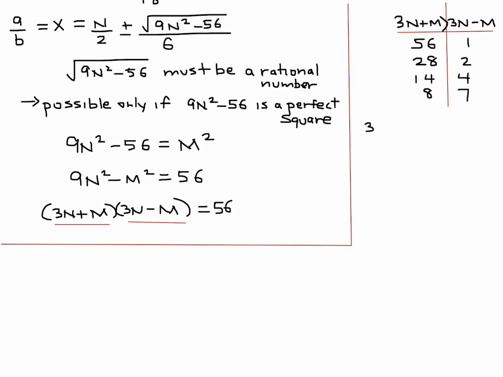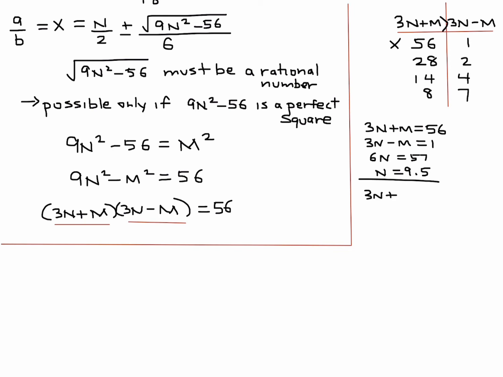So for the first one, 3n plus m is equal to 56, and 3n minus m is equal to 1. Adding these, you get 6n is equal to 57, and therefore n is equal to 9.5. Now n, remember, has to be an integer, so this is no good. This does not give me any solutions.